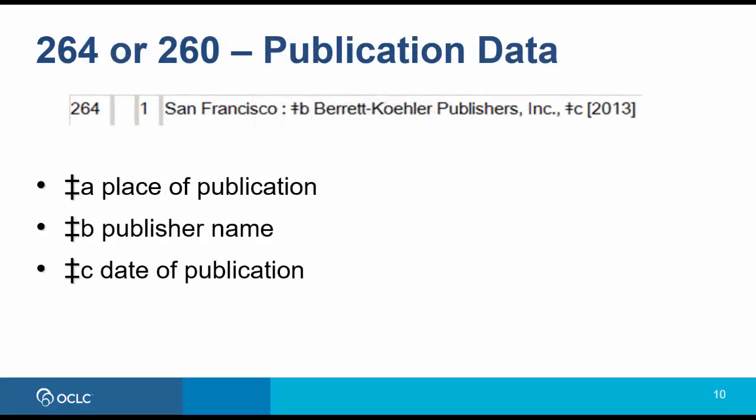Publication data is in either the 260 or the 264 field, depending on the cataloging rules used to create the record. Subfield A has a place of publication, for example, San Francisco. Subfield B has the publisher name, and subfield C has a date of publication, for example, 2013.